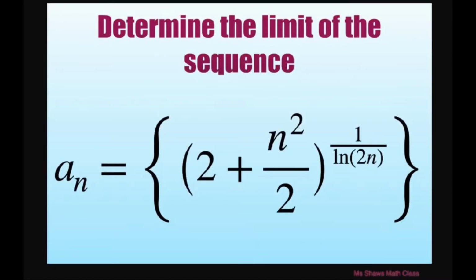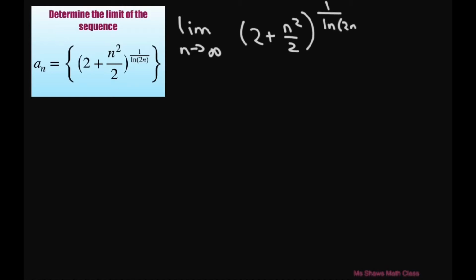Everyone. We're going to determine the limit of the sequence given here. So basically, let's go ahead and start with that. If we start with the limit as n approaches infinity of (2 plus n squared divided by 2) to the power of 1 divided by ln of 2n, and you applied the limit now, you would get an indeterminate form: infinity to the power of 0.